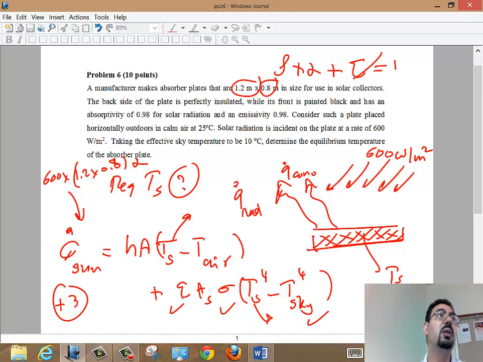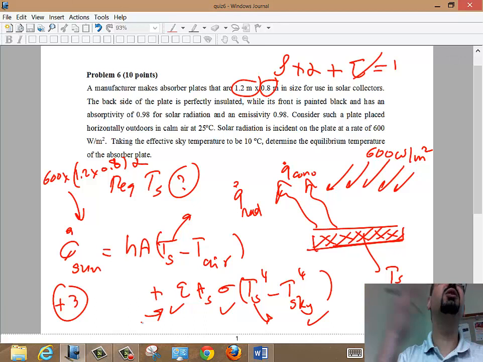And I'm telling you, in practical collectors, they don't make alpha the same as epsilon. They make alpha really big because they want this thing to grab every single beam of sun falling on it. And they make epsilon very, very small so that the radiation going back to the sky becomes very small. So the thing just grabs the heat and wouldn't really lose it. So it becomes really, really hot, and then it passes the heat to the water when the water goes through it.